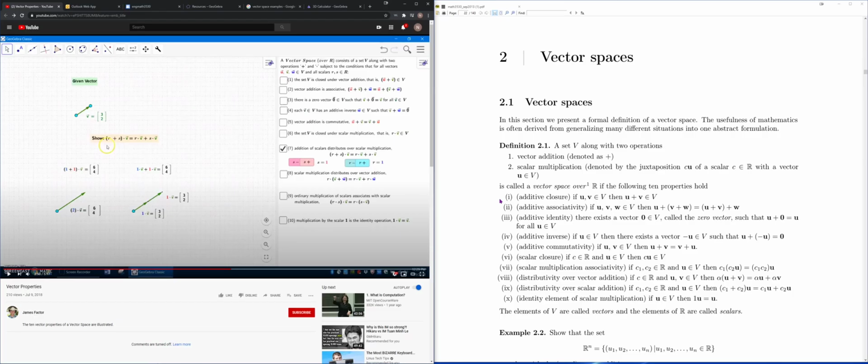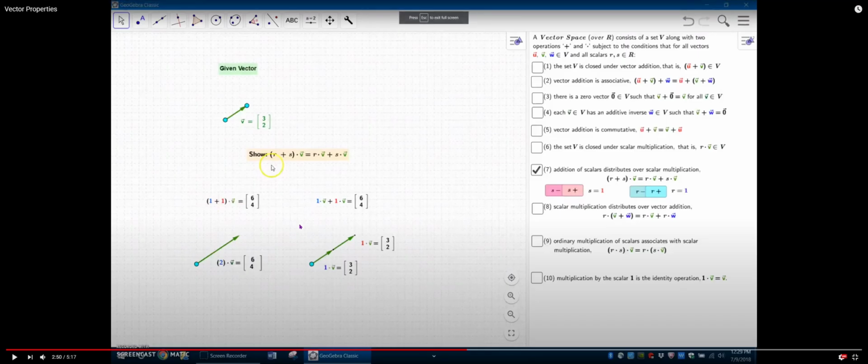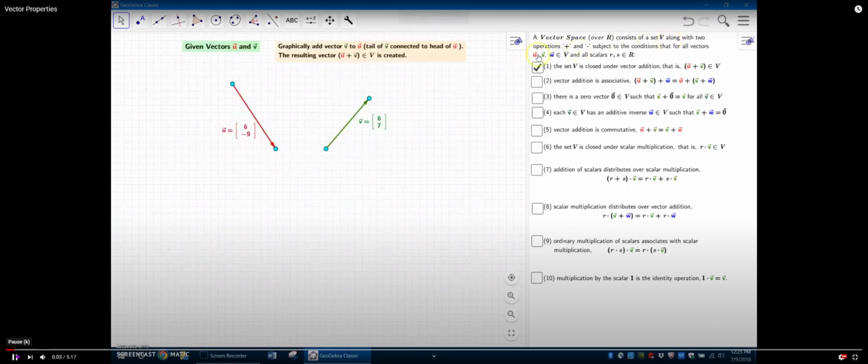So we looked at these two axioms to get an understanding of what they meant: additive closure and scalar closure. Let's look at the others. We'll use this video by James Factor to illustrate the other axioms. It's the same axioms that I have, probably in a different order, but they're the same 10 axioms. Notice that you have 5 for vector addition and 5 for scalar multiplication.